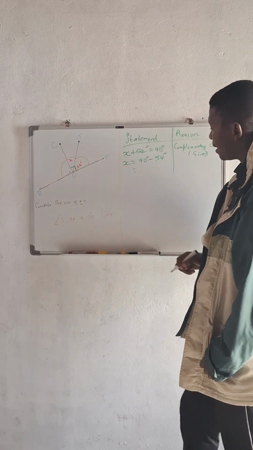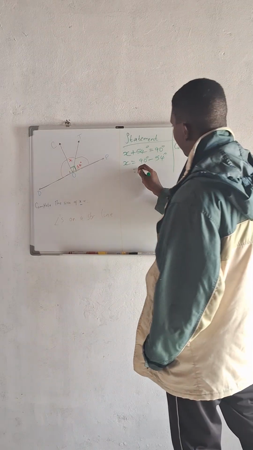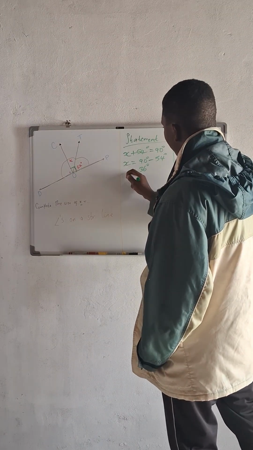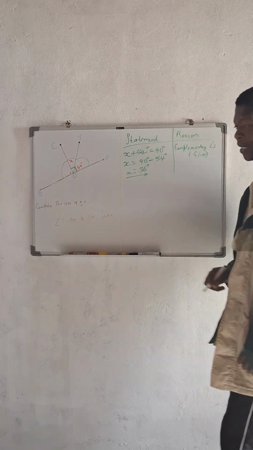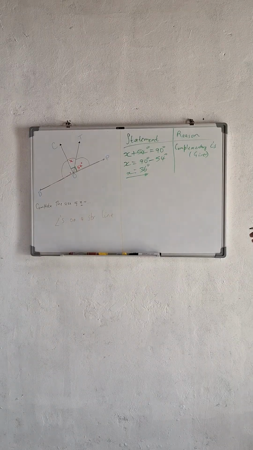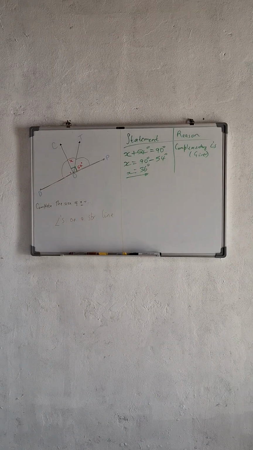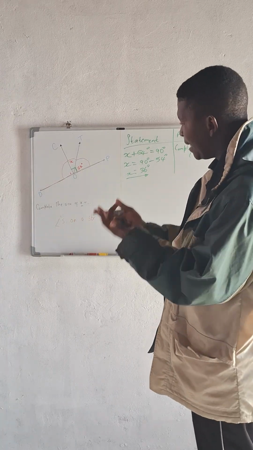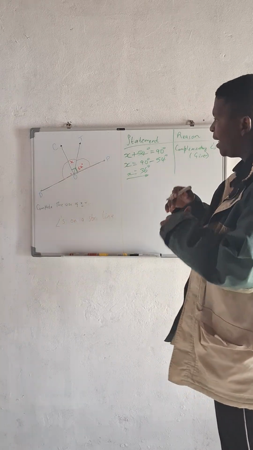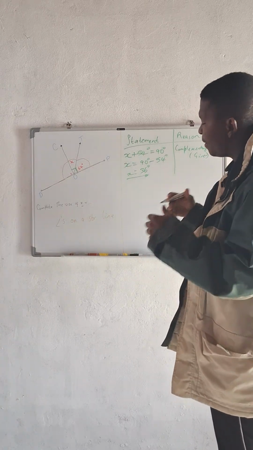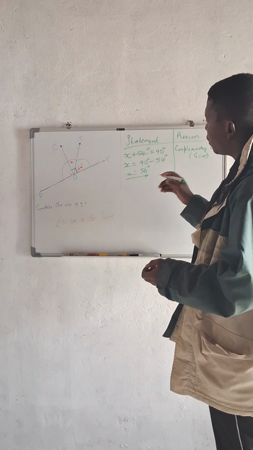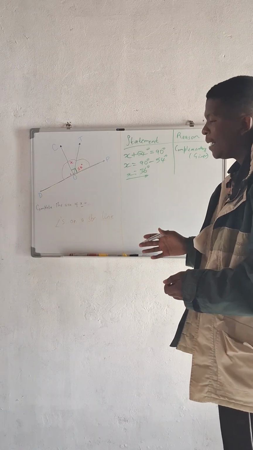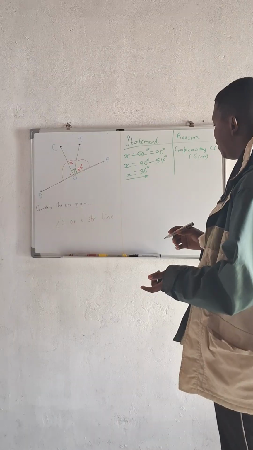And then our answer there, x is 36 degrees, if I have done my calculations correctly. Now, if two angles add up to 90, they are complementary. If a certain number of angles add up to 180, they are what? They are supplementary.